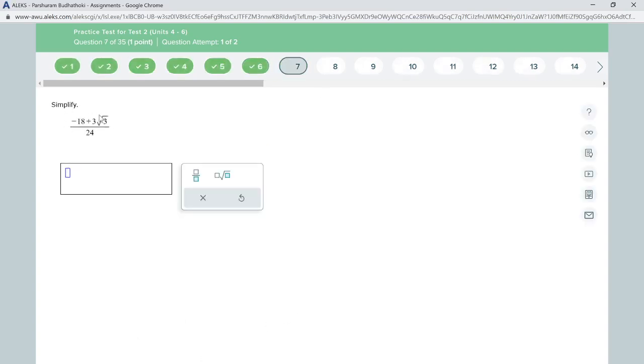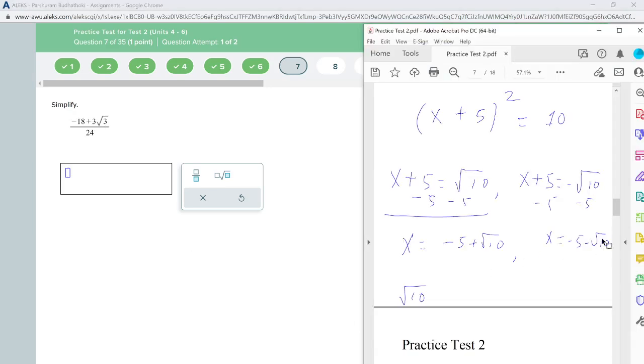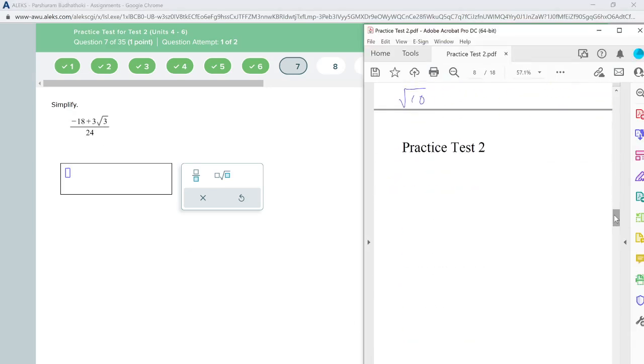Simplify. Whenever you see a term like this, to simplify, just find the factors on the top, factors on the bottom, and try to cancel the common factor. In this problem, as you can see here, negative 18 plus 3 square root of 3, over 24. So the common factor on the top is 3.